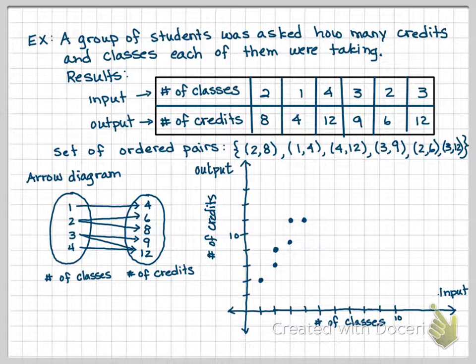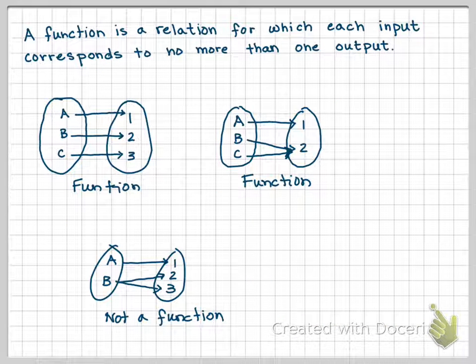So a couple more definitions, just to bring all this language together. Where did I put it? So we call the input the independent variable. This is always going to be on the horizontal axis.